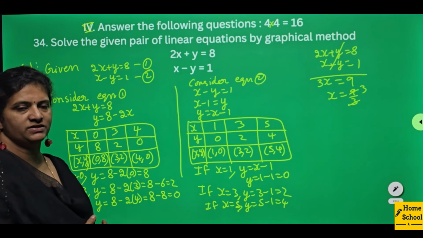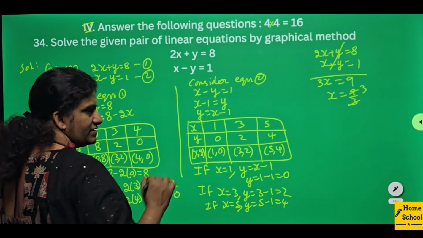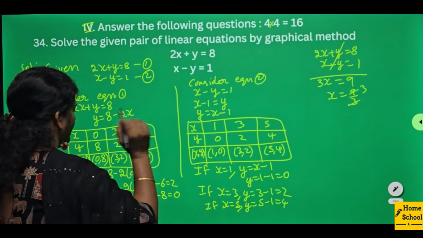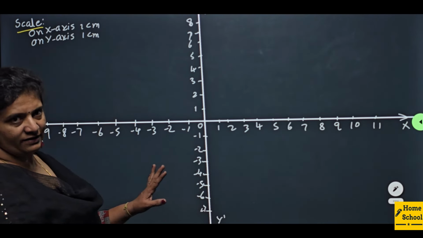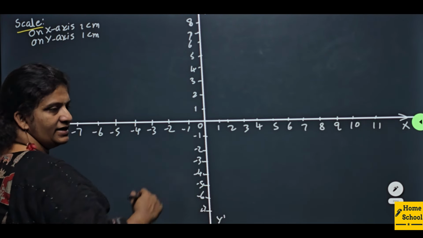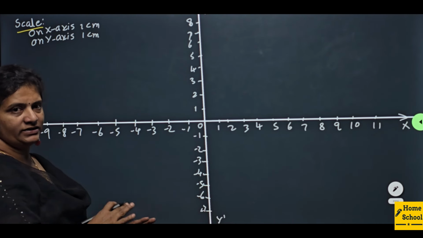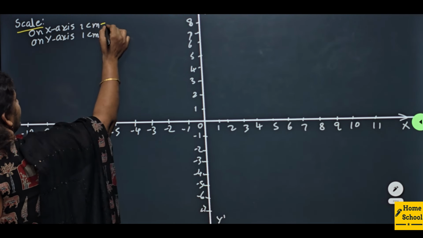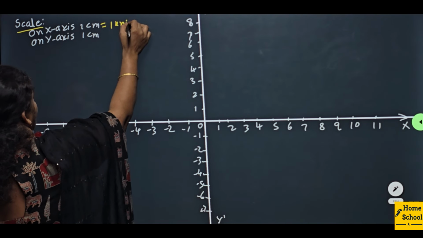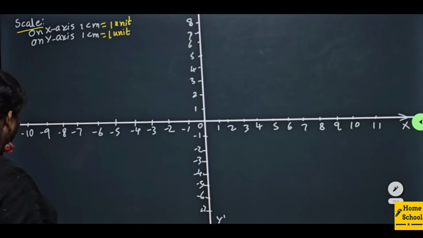We are going to plot these tables in a graph sheet. Observe the x scale 0, 3, 4, 5; 5 is the highest number. And on the y scale, 8 is the highest number. Now take a graph sheet. Imagine this as a graph sheet. On the x-axis 5 easily we can get, and on the y-axis 8 you can easily see. And no need of adjusting any scale. So what scale can we take? On the x-axis 1 centimeter is equal to 1 unit, and on the y-axis 1 centimeter is equal to 1 unit. Right? Now observe the table again.